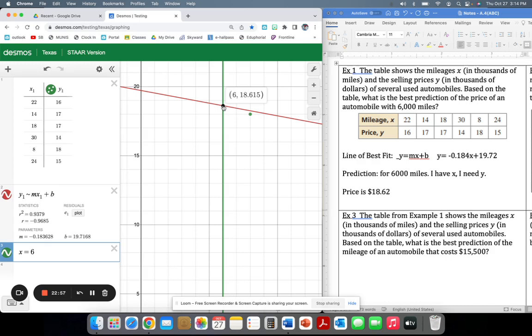So I have my answers. I knew the x and I needed the y. That's the first thing you have to pay attention to. If you get that, you can use a calculator from there and you will have your answer.